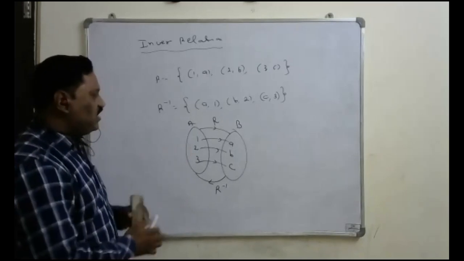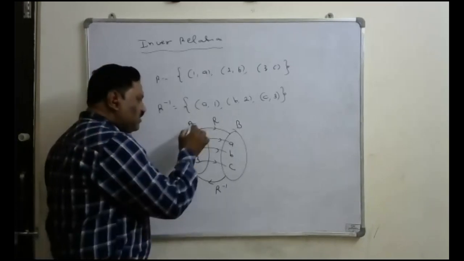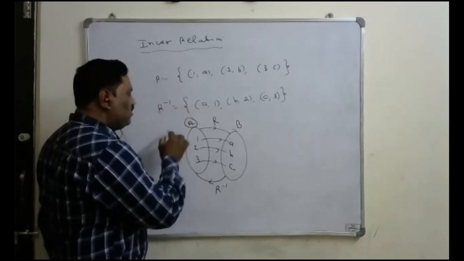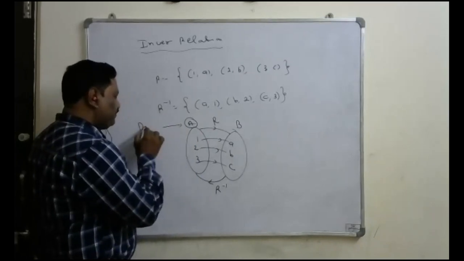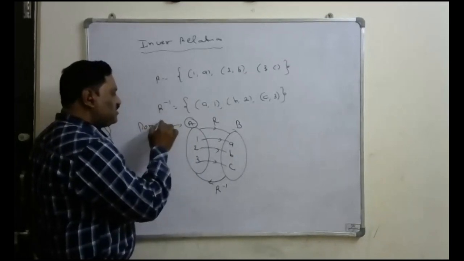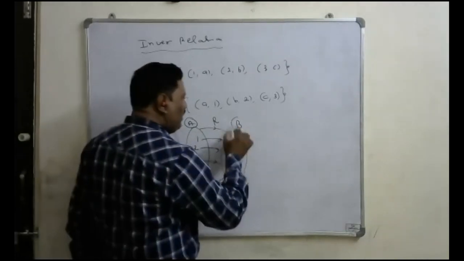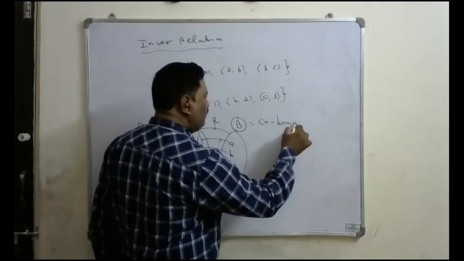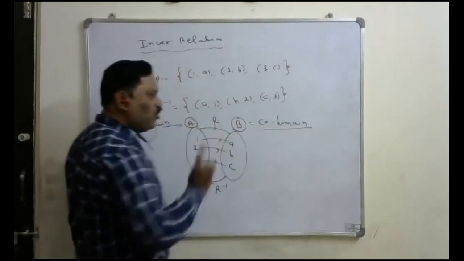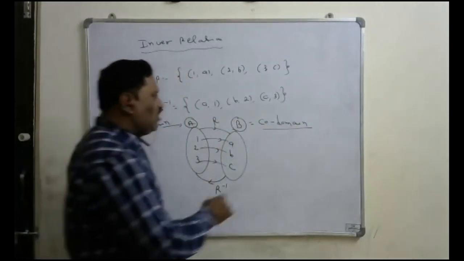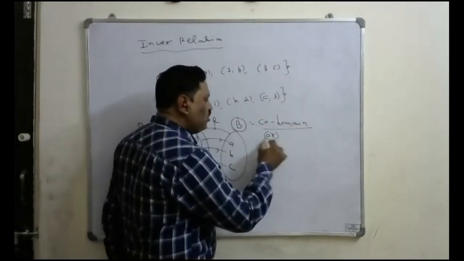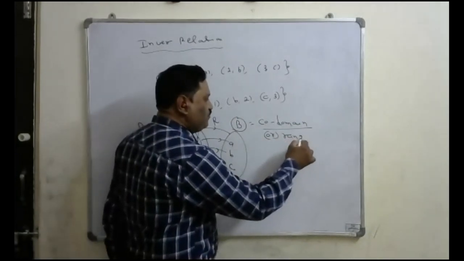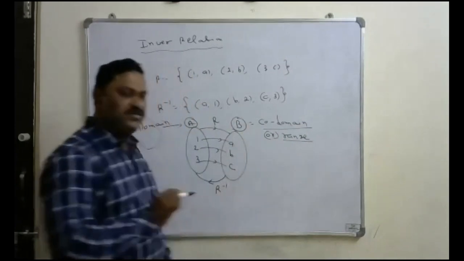So if it is an inverse relation, if it has the relation R, then this A is called the domain of the relation. A is called the domain and B is the codomain of the relation. The entire set B, we will call it the codomain, or you can also call it the range of the relation. This is the range of the relation, right?